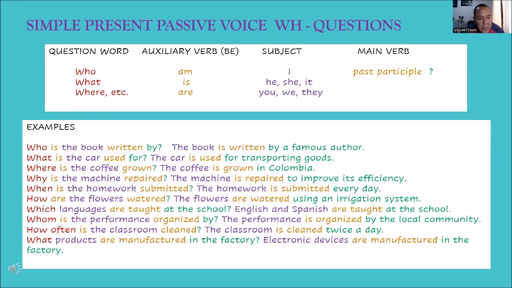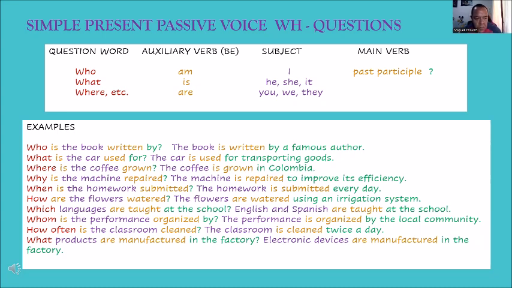To ask for more specific information, we can include question words in our passive voice questions. These question words include who, what, where, etc. To ask a passive question in present simple tense with these question words, we use the formula of question word plus auxiliary verb plus subject plus past participle verb. Here is a table and some examples to help you better understand.